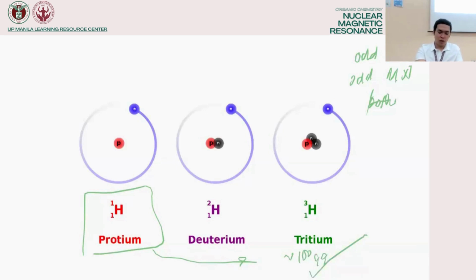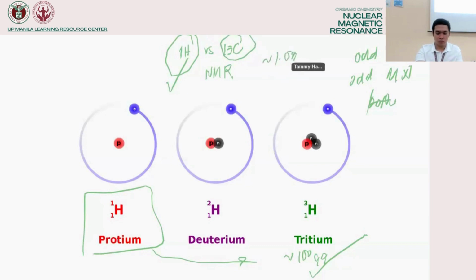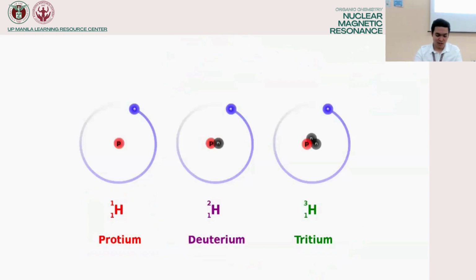So, when you use this compared with 13C in NMR, we typically use this kasi mas mataas ang natural abundance niya. And for 13C NMR naman, kasi si 13C as an isotope, around 1%, 1.0009%, relatively mababa siya. So typically, mas popular si hydrogen NMR compared kay carbon-13.